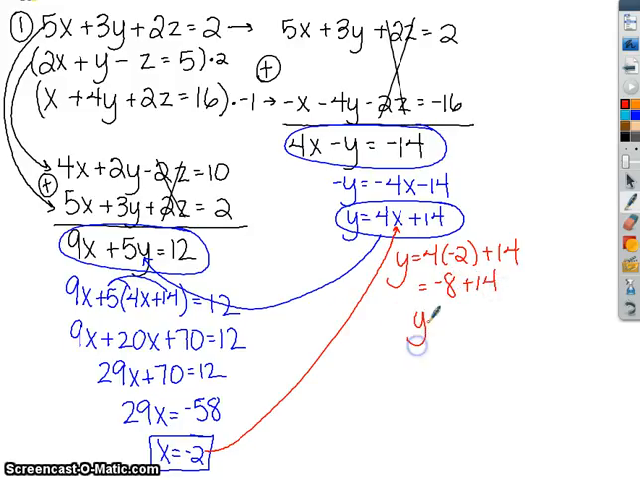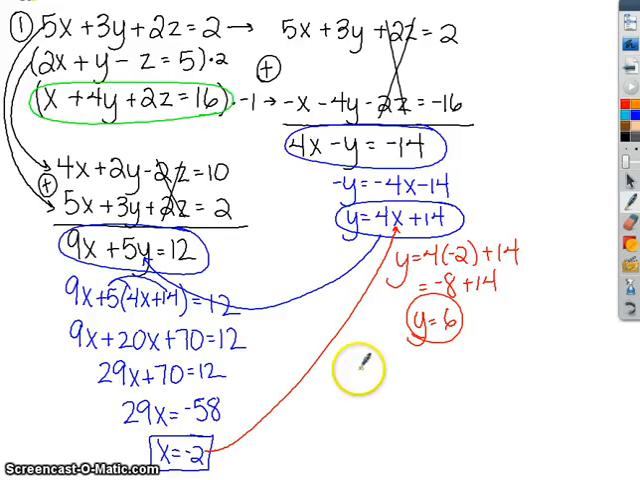So that means that y would be 6. Okay, so I got 2 of them. We just need 1 more. So now I'm going to take the x and the y, and I'm just going to plug them in one of these. It doesn't matter which one. How about the bottom one? So how about I plug them in this one right here?